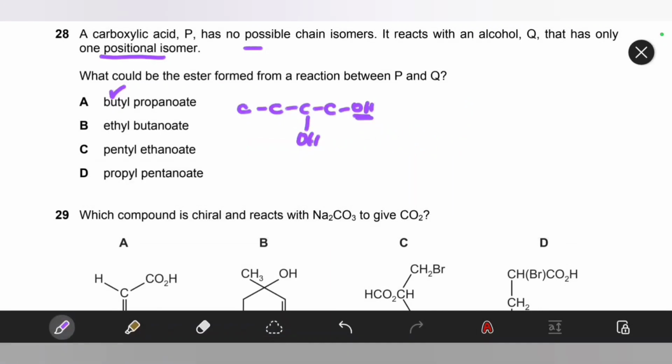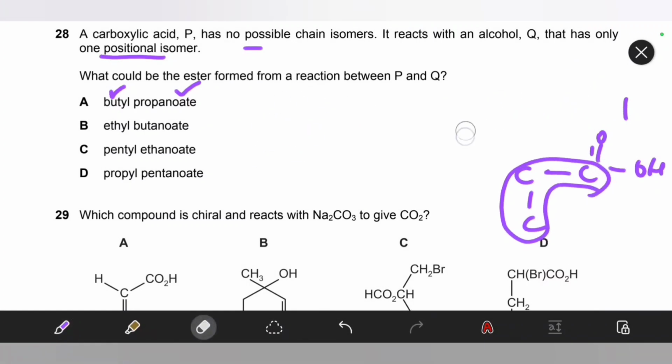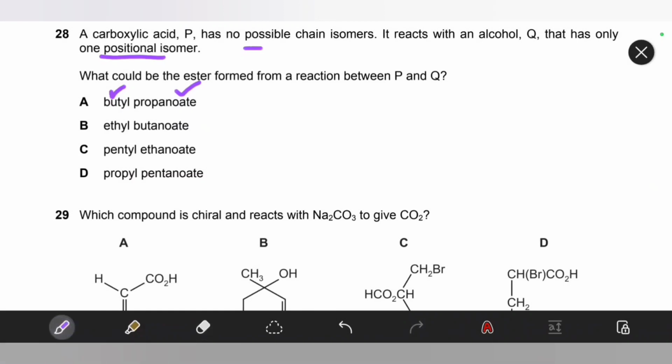And now propanoic acid. Propanoic acid is this. It has no possible chain isomers. So the longest chain is this one, and it could not be changed. So that's true. The chain would remain this, whatever. If you're writing it like this, it is still the same. The chain is the same. So that's right. So A can be an answer. Let's look at the other options.